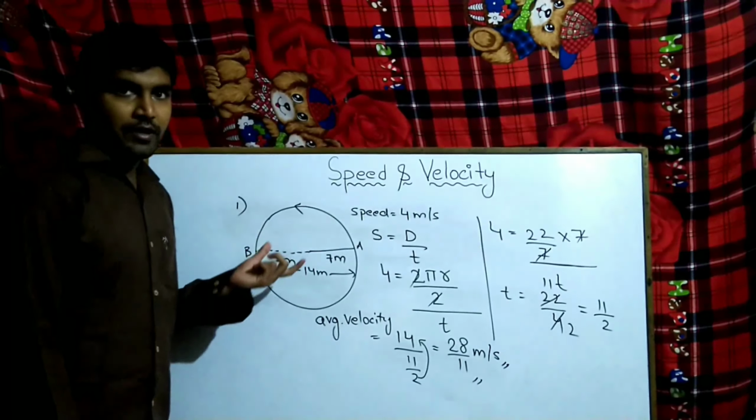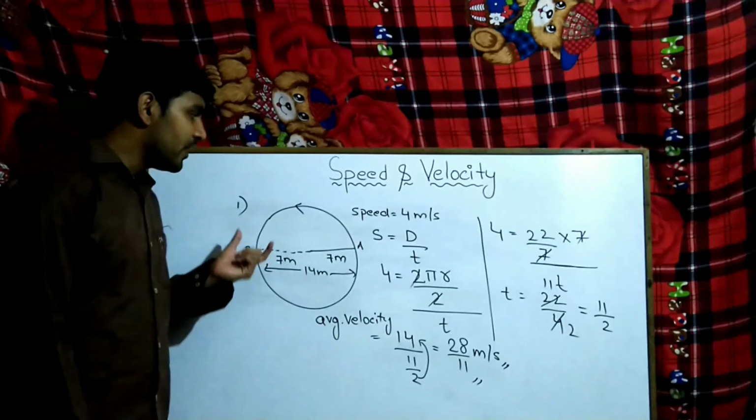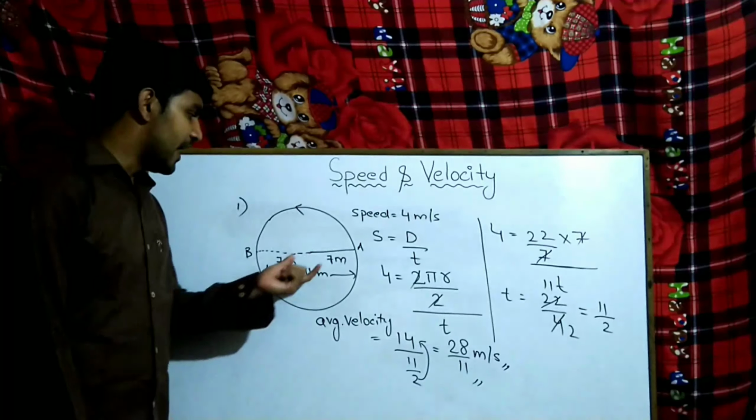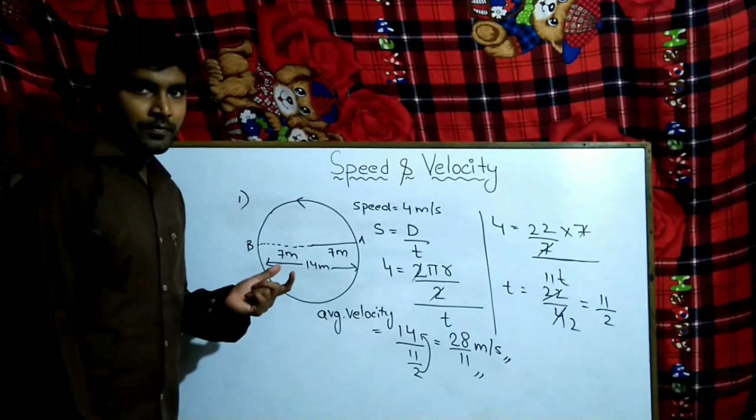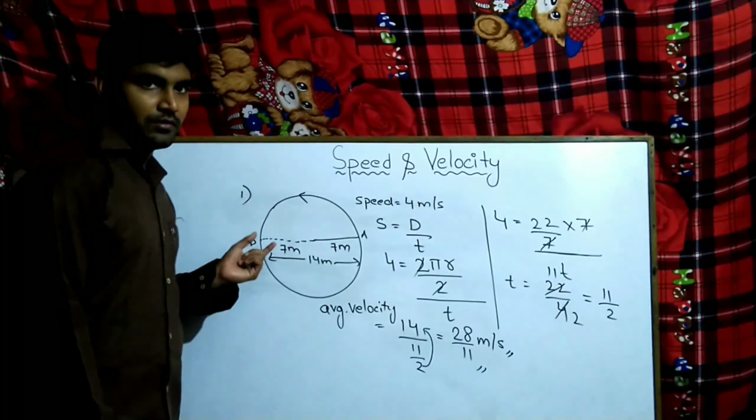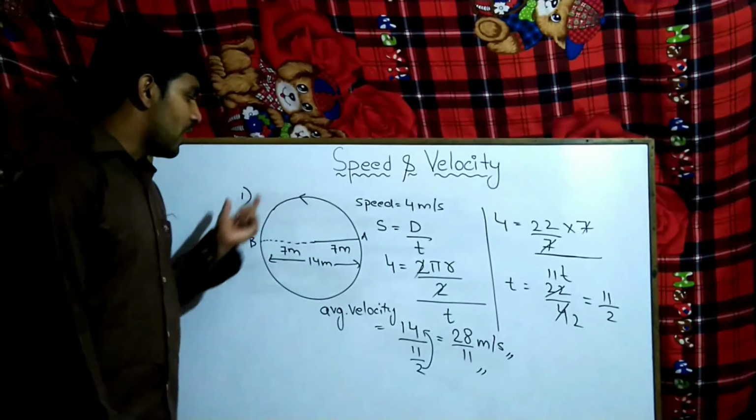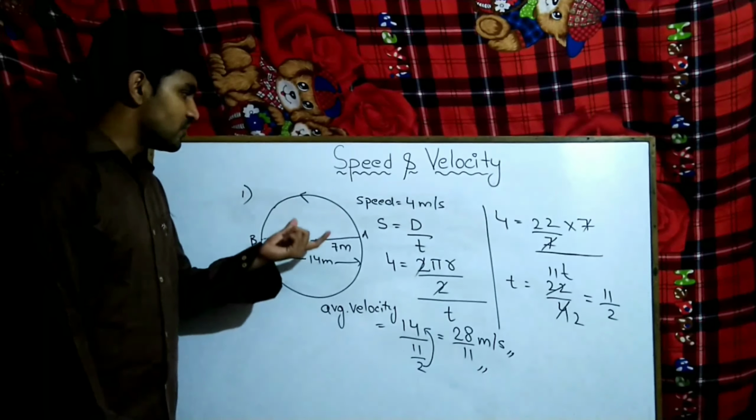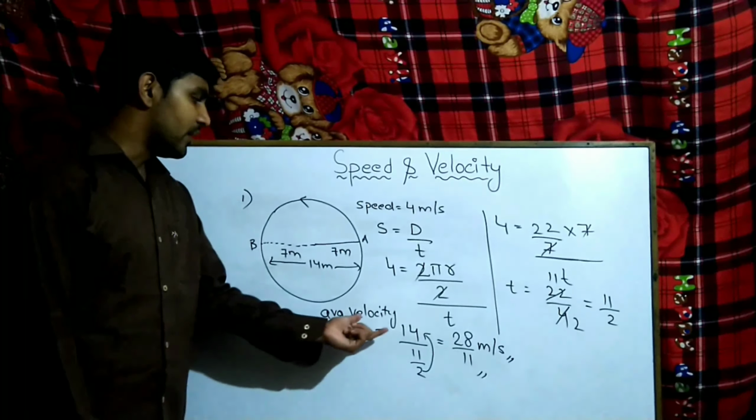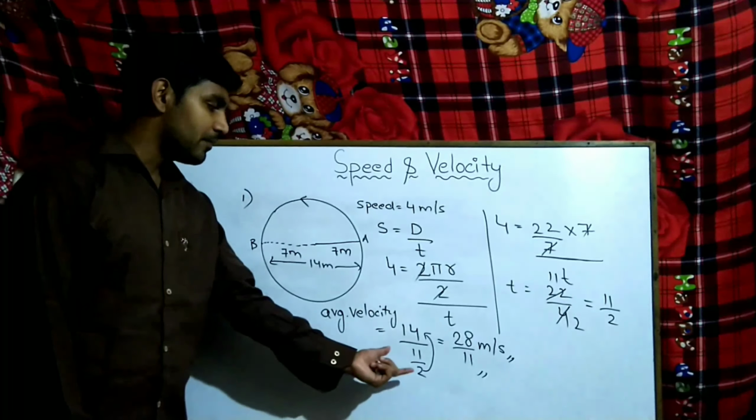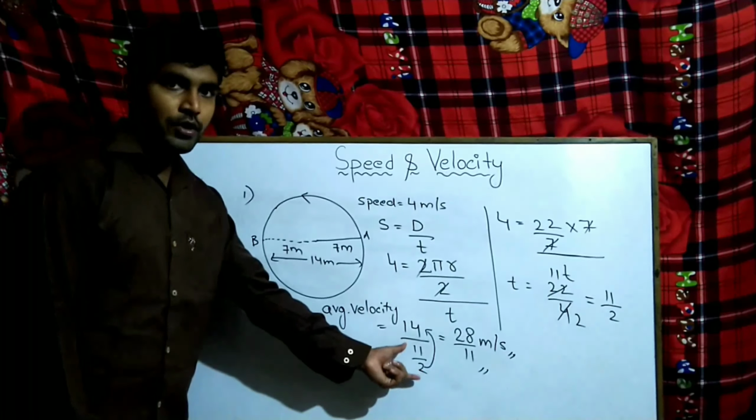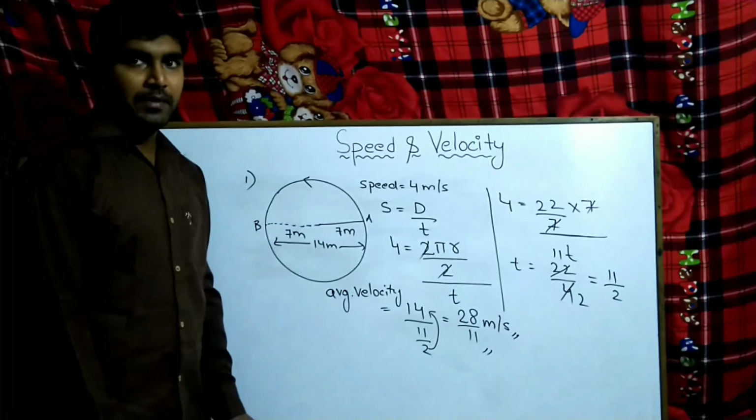Let me repeat the question. A body is moving in a circular path with a speed of 4 meter per second, with radius 7 meter, and we have to find the average velocity for half of the revolution. First find the time, which is 11 by 2. Now put the value: average velocity is total displacement by total time. Displacement is 14 and time is 11 by 2.